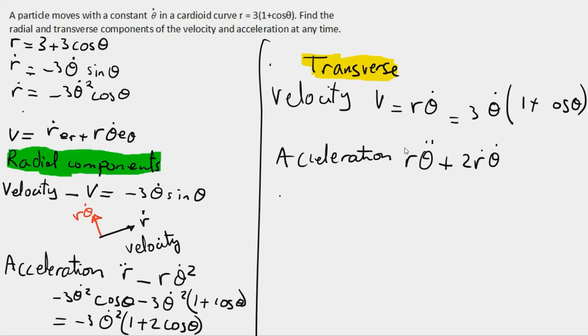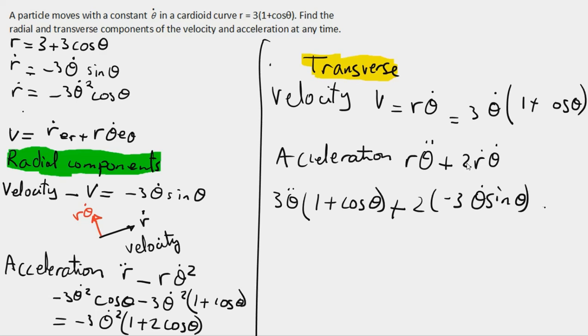Now for the acceleration, again it's r theta double dot plus 2r dot theta dot. If I substitute the value of r in here, multiplied by theta double dot, I get this part, plus the 2r dot, which is this one, multiplied by theta dot, I get the values we're seeing here. And if I just clean up a bit, I'll end up with the final expression that you're seeing in time.